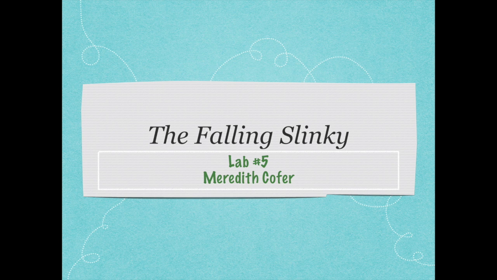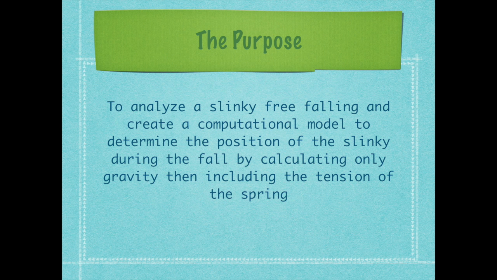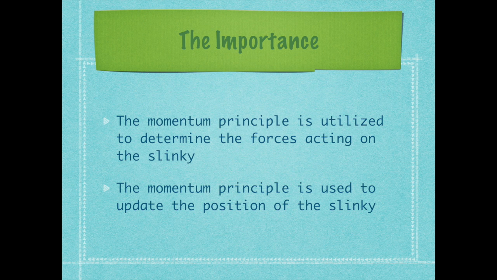The following is Slinky Lab 5. The purpose of this lab is to analyze a slinky free falling and create a computational model to determine the position of the slinky during the fall by calculating only gravity and then including the tension of the spring. Importance: the momentum principle is utilized to determine the force acting on the slinky, and the momentum principle is used to update the position of the slinky.